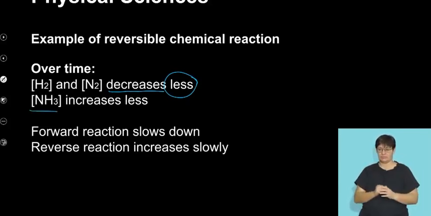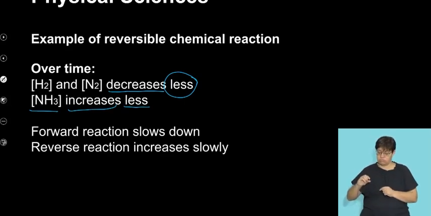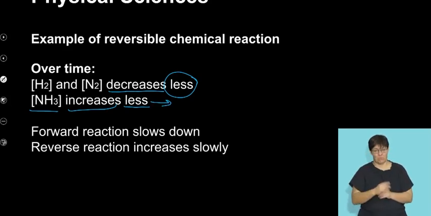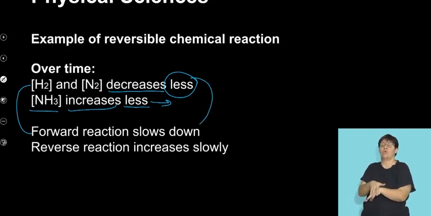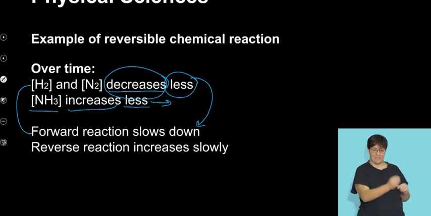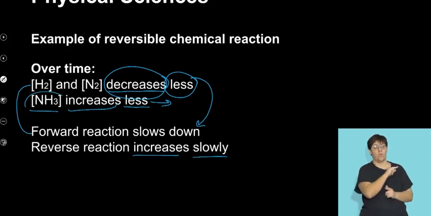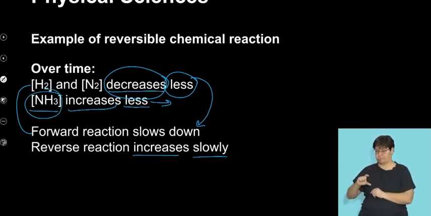The ammonia still increases, but not like before. It also increases less per unit time. So even though this reaction starts to increase the rate, it's not as fast as before. So the forward reaction now actually slows down because of this decrease. And the reverse reaction increases slowly because of the increase of my ammonia concentration.